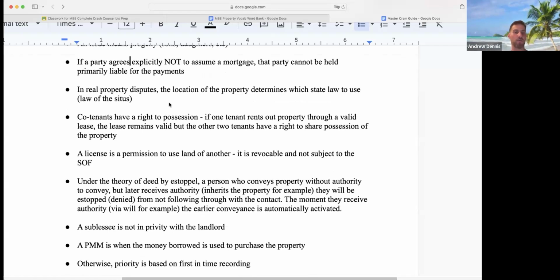A license is a permission to use the land of another. It's revocable and not subject to the statute of frauds. So license we distinguish from an easement, because an easement is a right of use, whereas a license is a permission. An easement runs with the land, whereas a license is revocable.